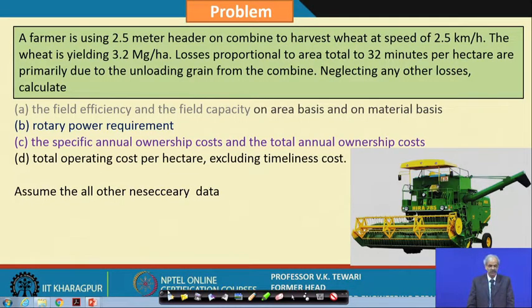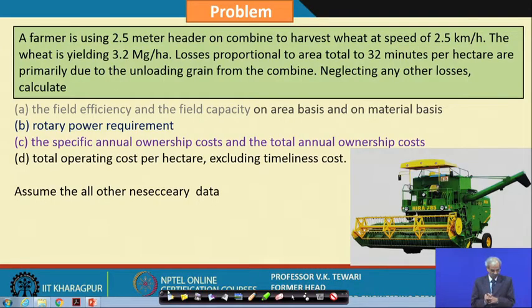Neglecting any other losses, we need to calculate, for example, the field efficiency and the field capacity on area basis and on material basis, that is the total material which is produced. Then the rotary power, how much is the rotary power required? Then the specific annual ownership cost and the total annual ownership cost of the machine which you have. Then the total operating cost per hectare, excluding timeliness cost.